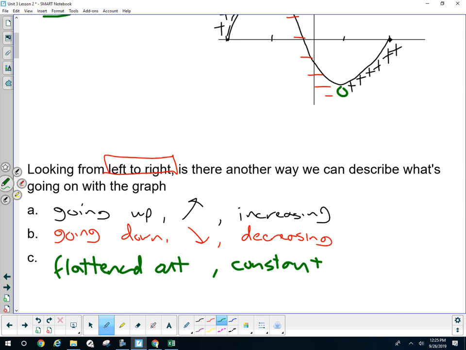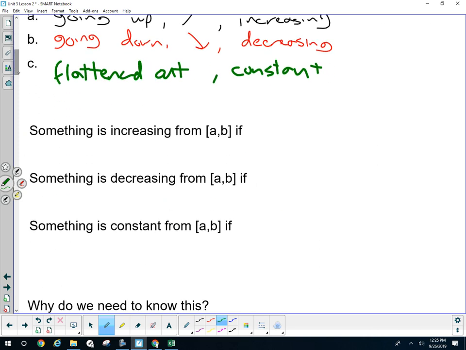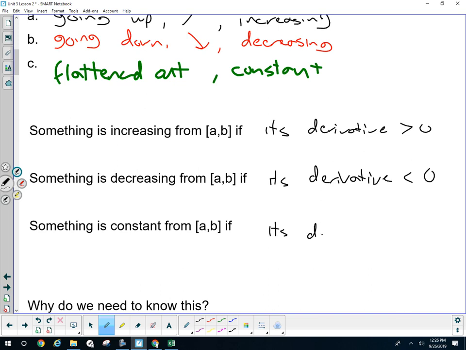Okay? And the key to discovering if critical points are going to be locations of maxes or mins is this concept. That something is increasing, something is going up if its derivative is positive. Something is decreasing if its derivative is negative. Something is constant if its derivative equals 0.